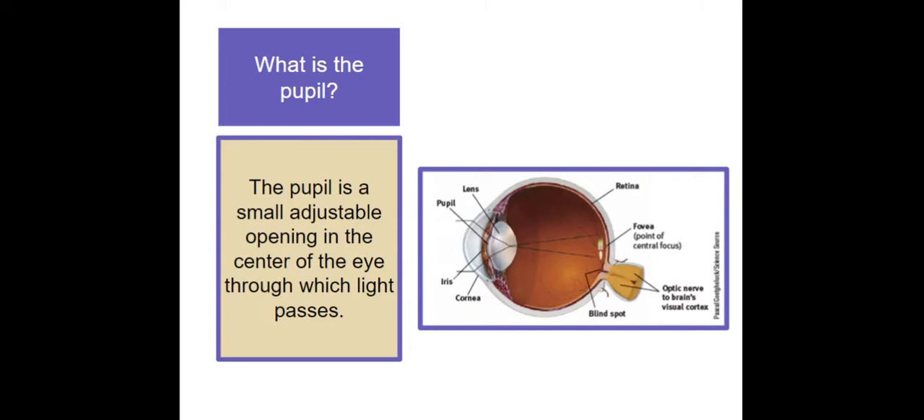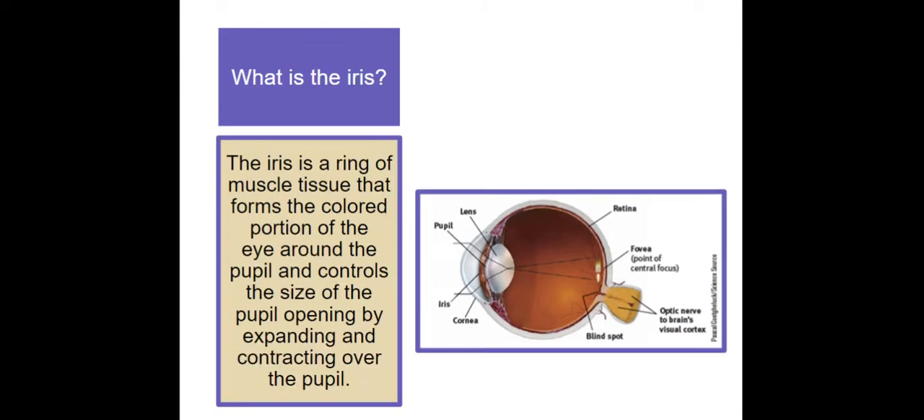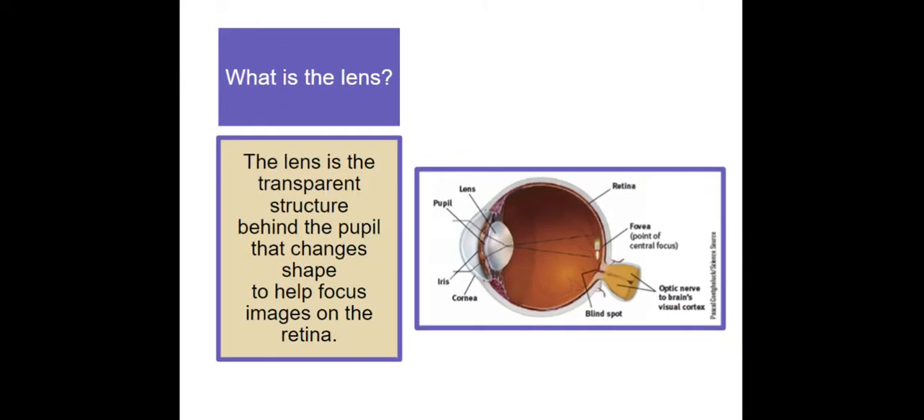The pupil, like I said, is that center point where light comes through. It is adjusted by the muscle tissue called the iris. The lens, again, inverts that light and focuses it back to the retina. Please keep in mind that when that light strikes the back of the retina, that image has been inverted upside down and right to left.